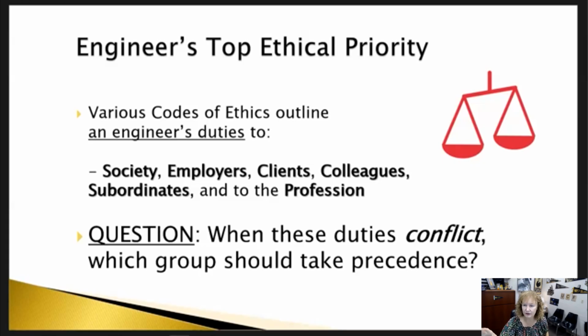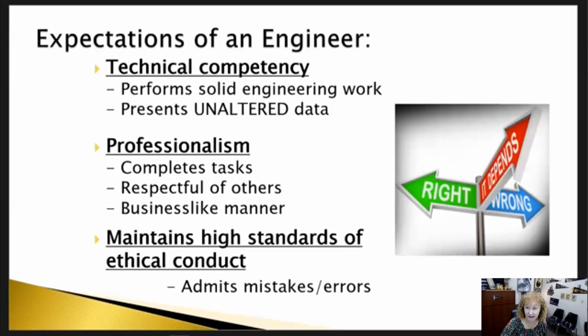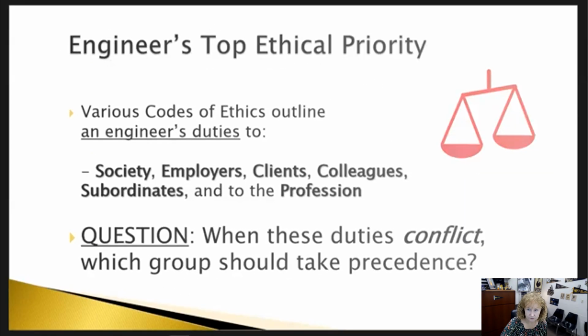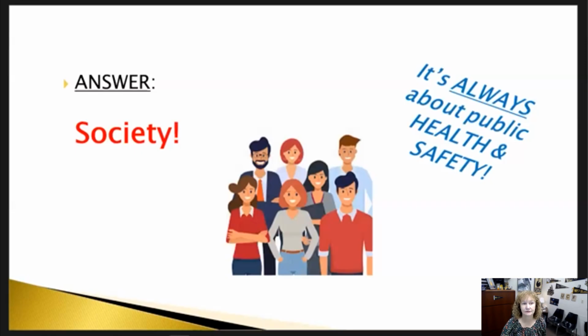But in all this different play out here, who is the ultimate top priority as an engineer? And the answer to that is society. Society, the public, people in the public, in society, they are always number one. Number one. It's always about the public's health and safety. So, different groups you work with can argue all they want, but the bottom line is the top priority for an engineer forever and always is the public health and safety.